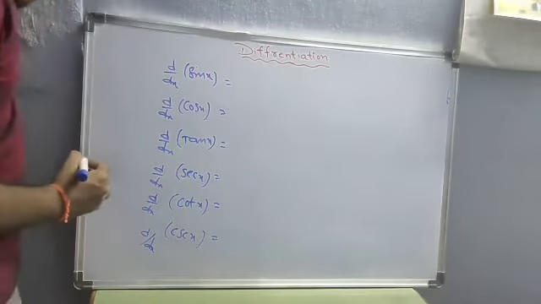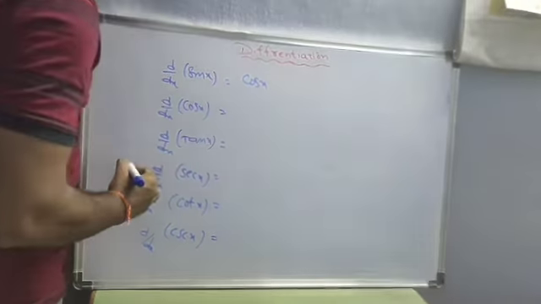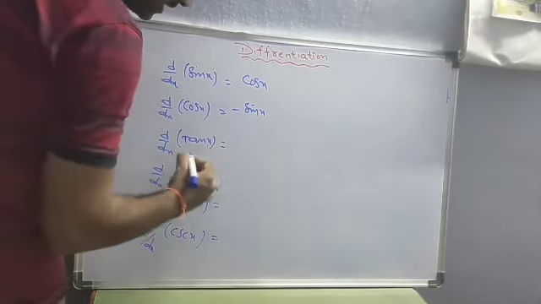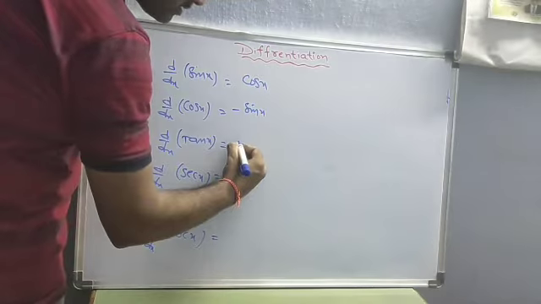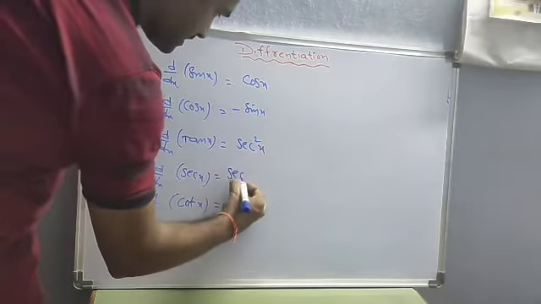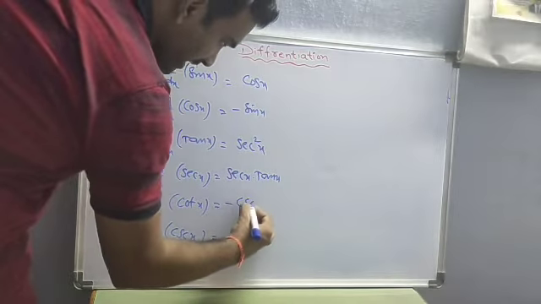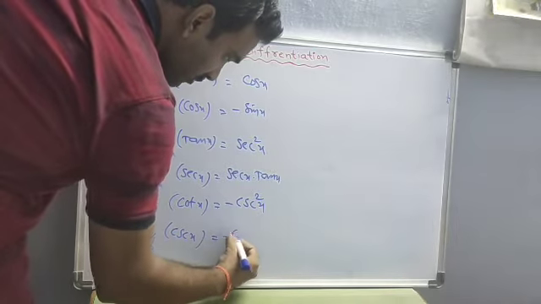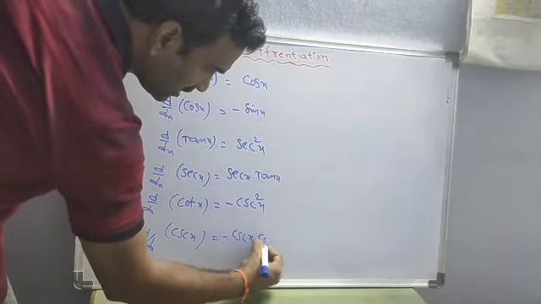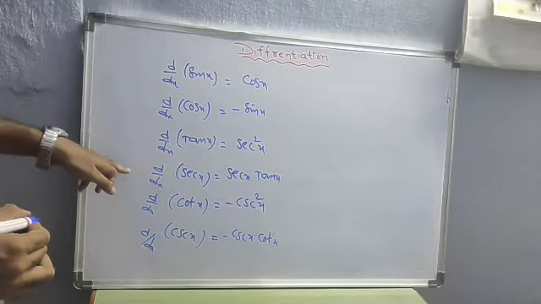Okay, so d by dx of sin x is cos x. Standard results: d by dx of cos x is minus sin x, tan x is secant square x, secant x is secant x into tan x, cot x is minus cosecant square x, and d by dx of cosecant x is minus cosecant x into cot x. These are the standard formulas.